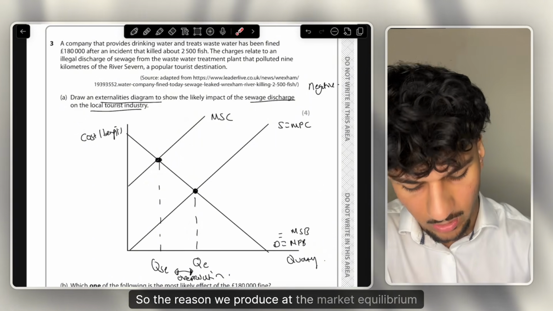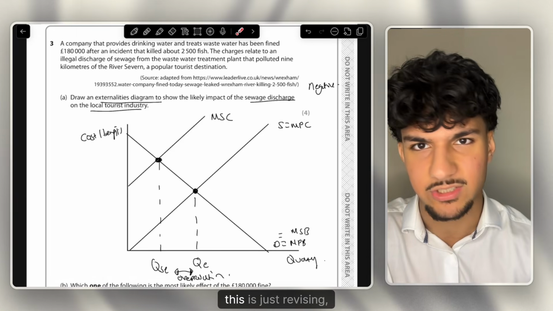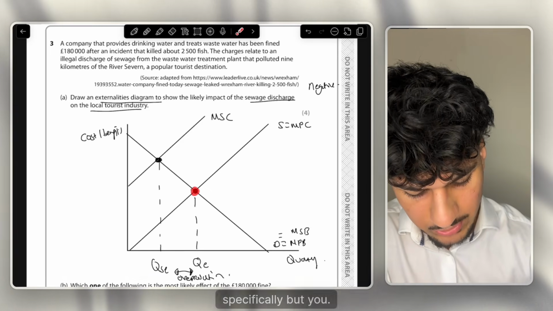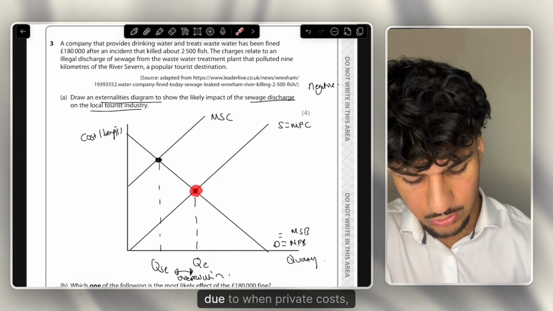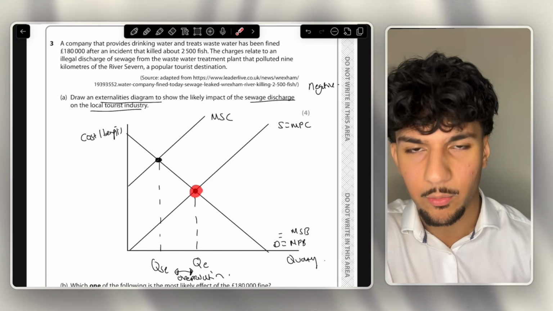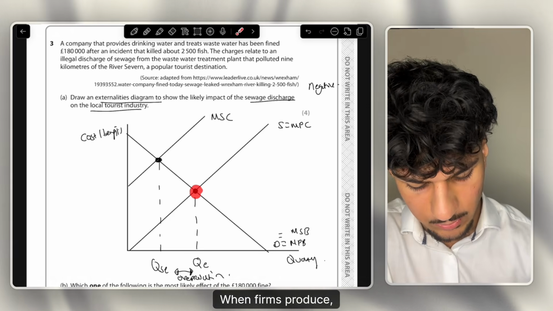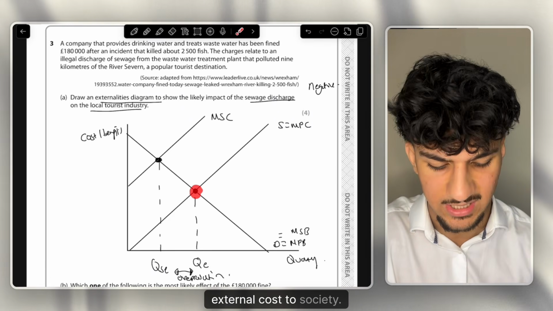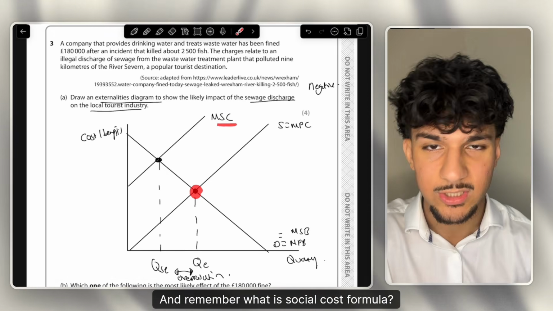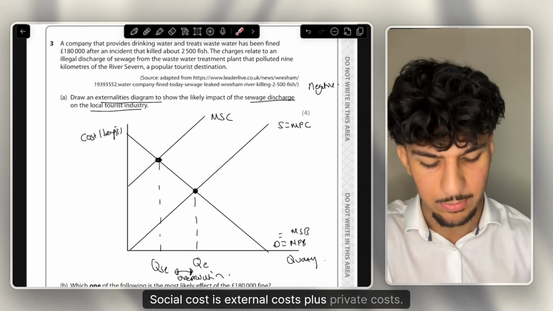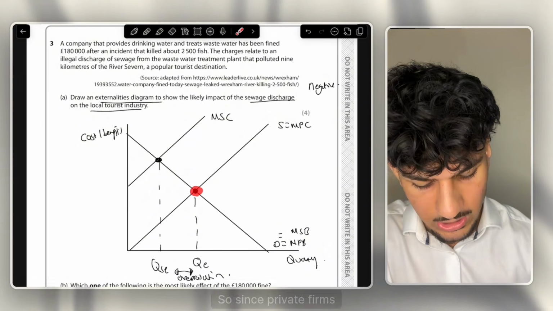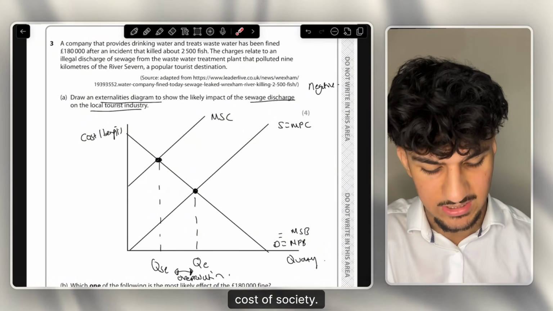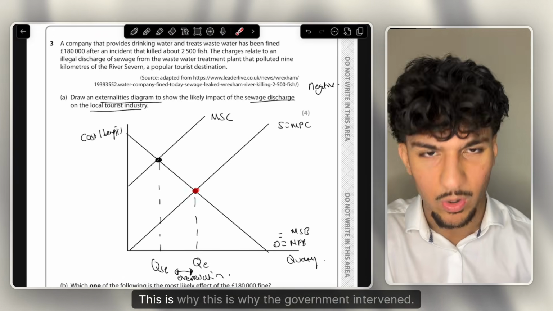So the reason we produce at the market equilibrium, and you don't need to know this for this question specifically, I'm just revising, is that when firms produce, they only think about their private costs and not external cost to society. And remember, what is the social cost formula? Social cost is external costs plus private costs. So since private firms are selfish, they only think about their own costs and not the cost to society, they overproduce. This is where the government intervenes.